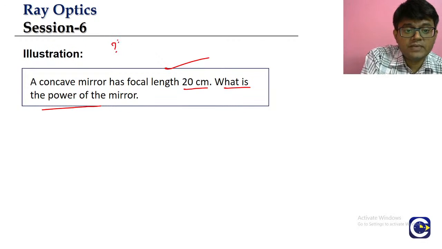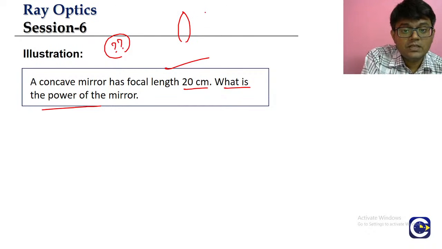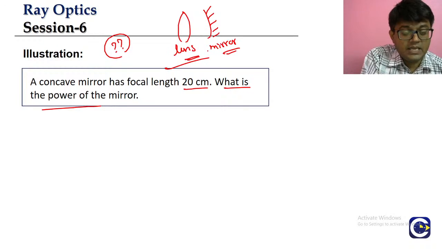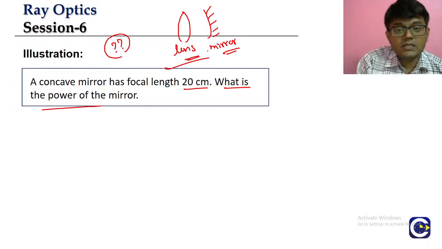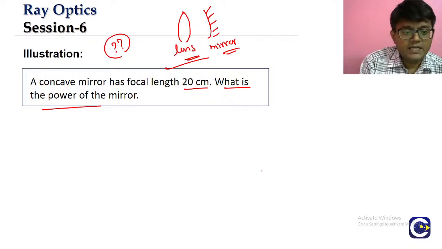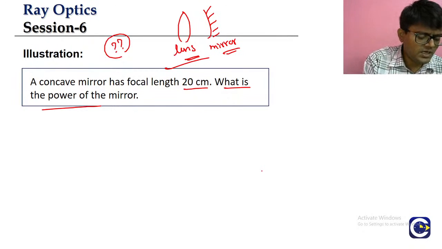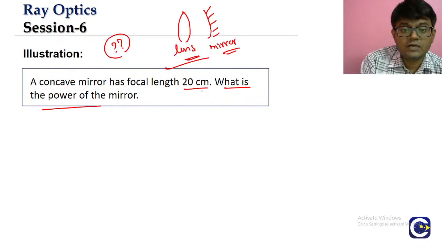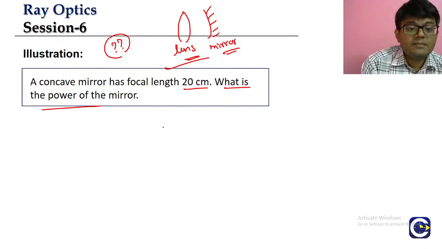In which context we are going to use the power of mirror? Remember, when we complete the discussion about the lenses, after that we will talk about the combination of a lens and mirror. There we will be bringing in this concept of power discussion. But here anyway, since we got this question, look at it now. Concave mirror has got a focal length of 20 centimeter. What is the power of the mirror?